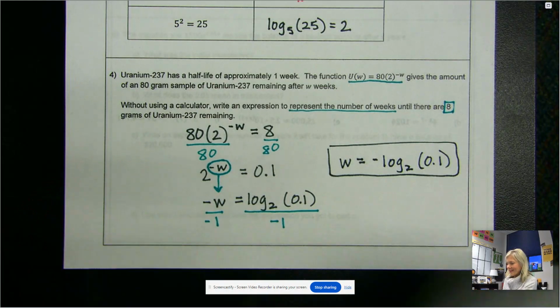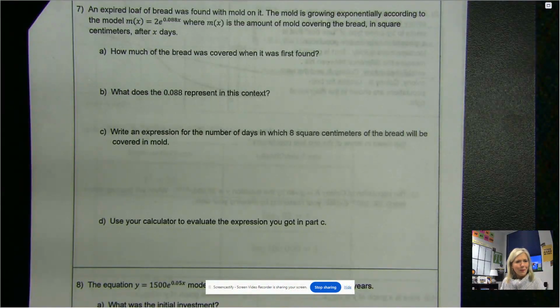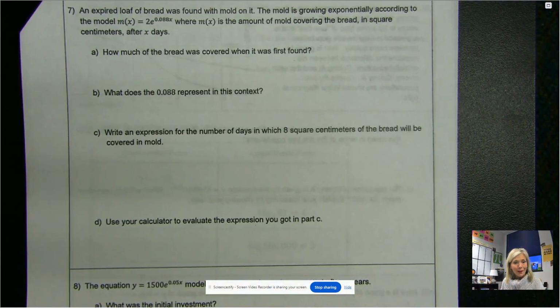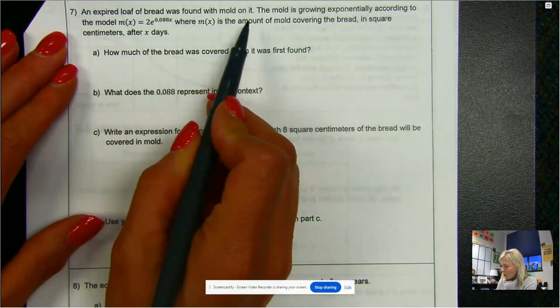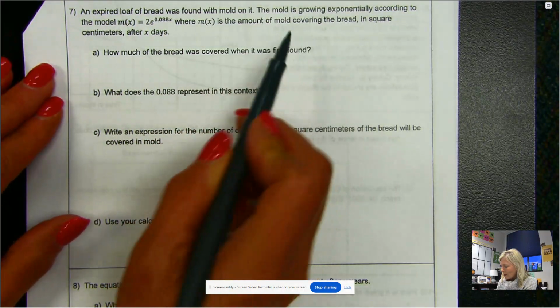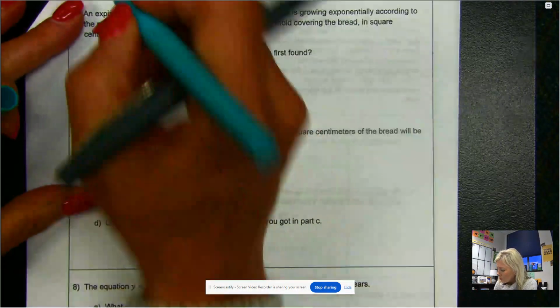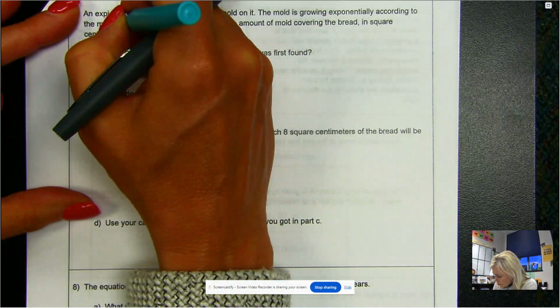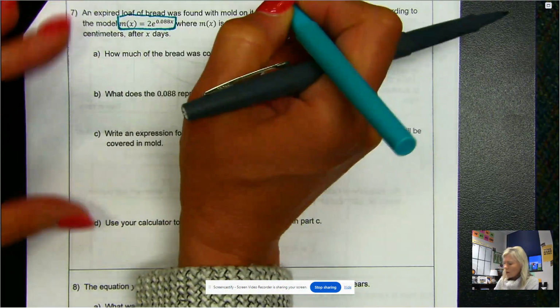All right, let's look at the next page. We've got a couple more story problems. Next is about some mold on bread. An expired loaf of bread was found with mold on it. The mold is growing exponentially. Again, we're given the function. So this is great. You're not going to need to write functions. You just have to be able to use them and solve them.